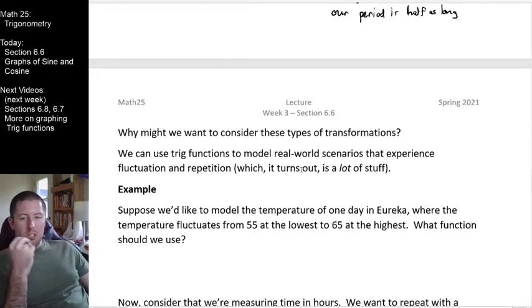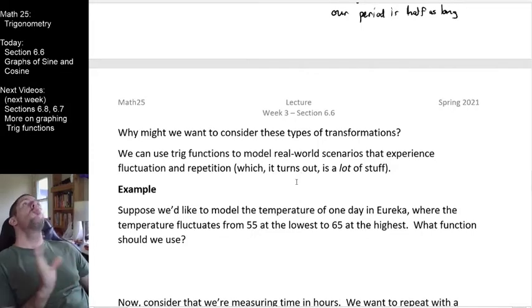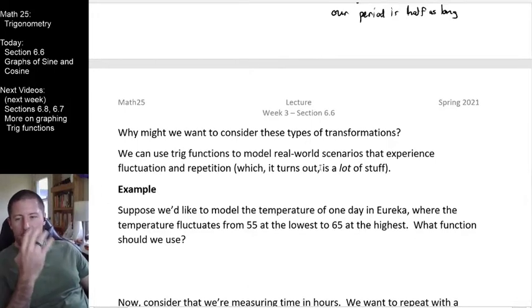We can use trig functions to model real-world scenarios that experience both fluctuation and repetition. And it turns out there's a huge number of things on Earth that we care to model that experience both fluctuation and repetition. And so these are going to be the baseline functions that we want to modify to fit our real-world phenomena out there, real-world things that we experience.